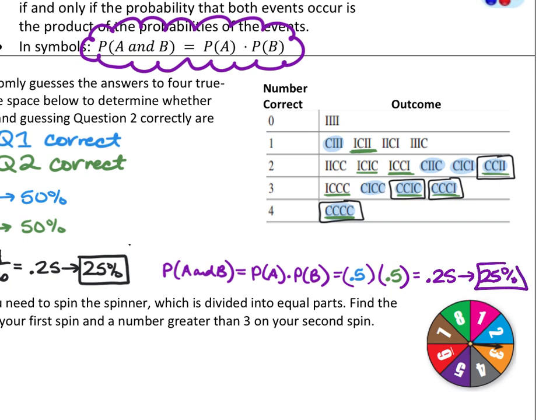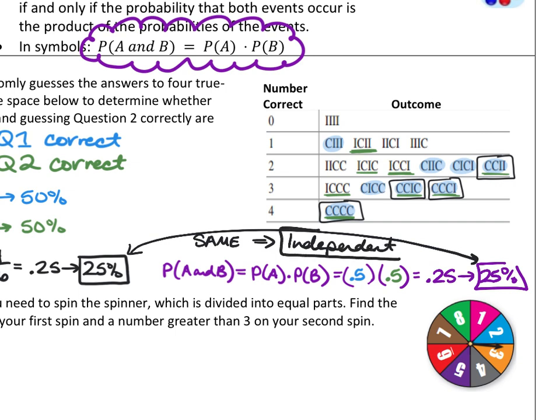For it to be independent, this number and this number must be the same. Are they the same? Yes, so since they are the same, therefore we know that these two are independent. If those were different numbers, we'd say it's not independent. One of them affects the other.